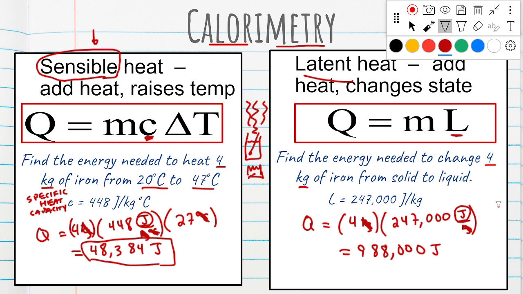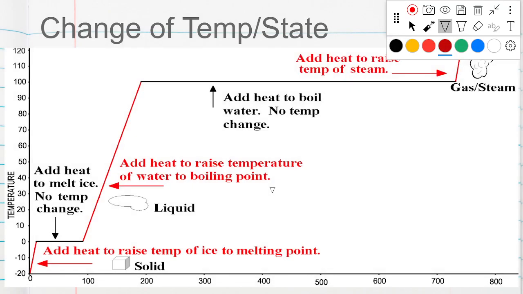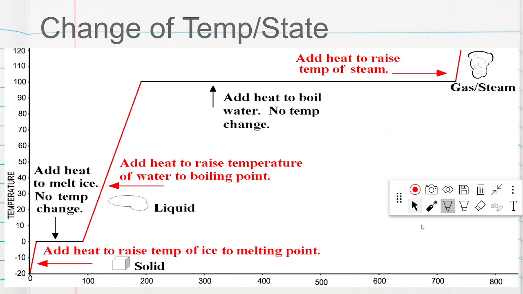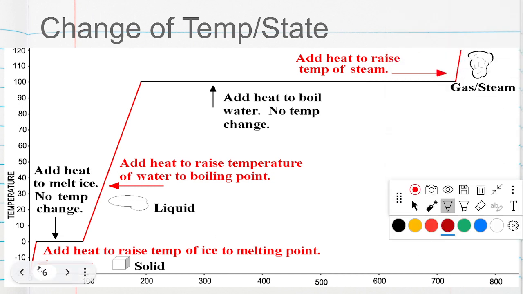Some of those might have multiple steps. So if you wanted to take a chunk of ice and melt it and then heat the water and then boil the water, you'd have to jump back and forth several times and get all those steps in. That's what this picture tries to show right here. We're starting off with a chunk of ice at negative 20 degrees. So you can see that I'm having to heat the ice up to the melting point, 0 degrees.